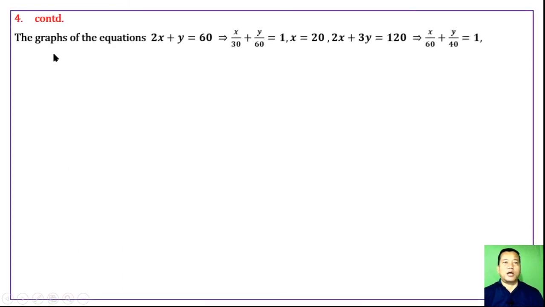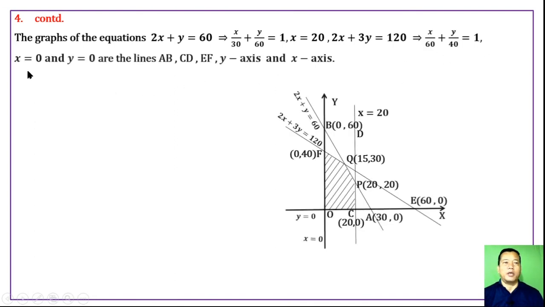Continued. The graphs of the equations 2x + y = 60, x = 20, and 2x + 3y = 120, x = 0 and y = 0 are the lines A, B, C, D, E, F, Y axis and X axis respectively, as in this picture.